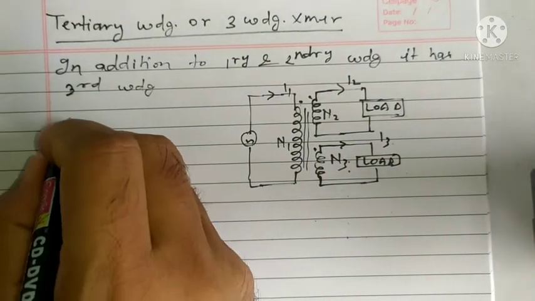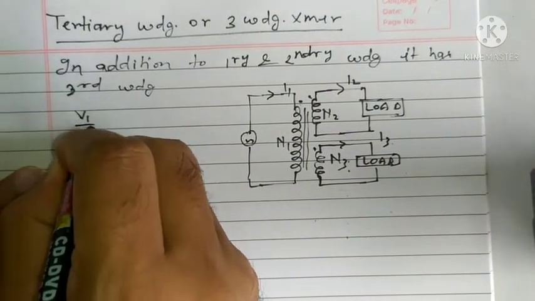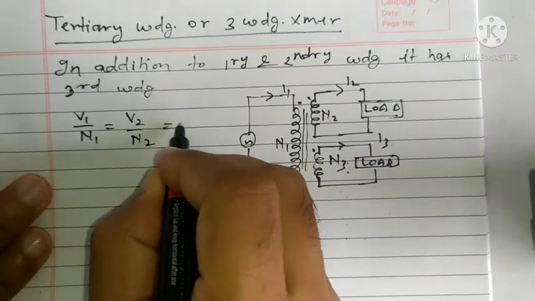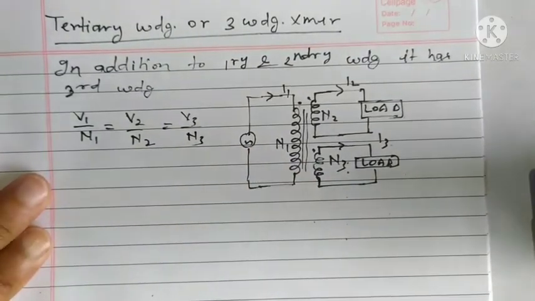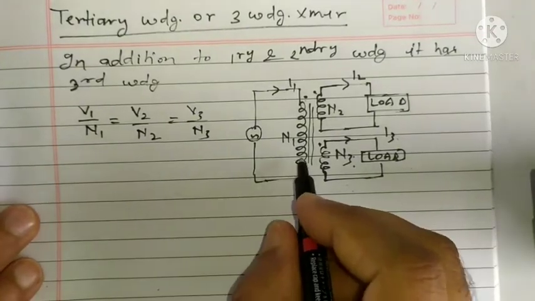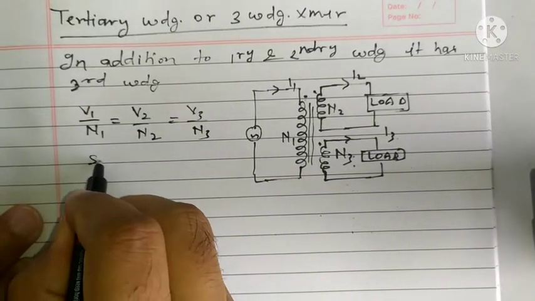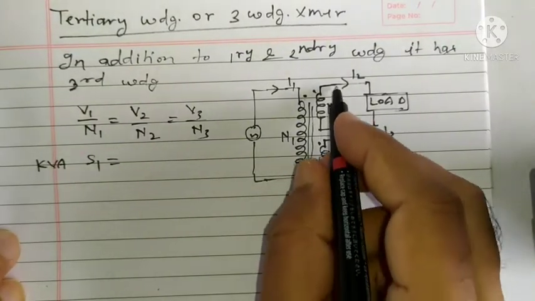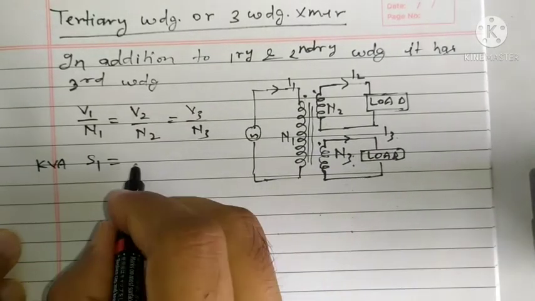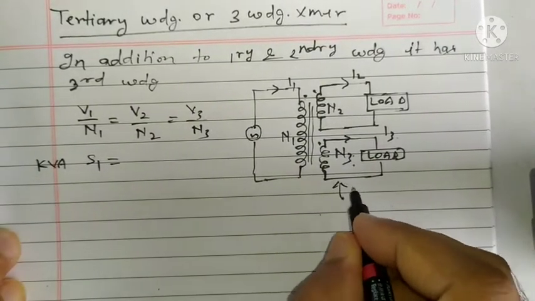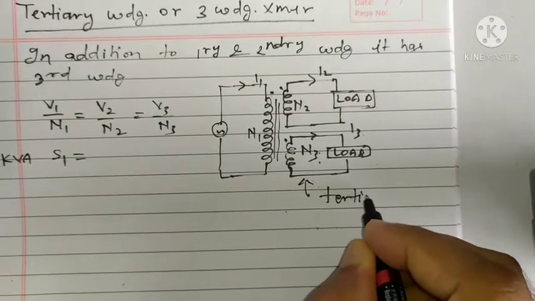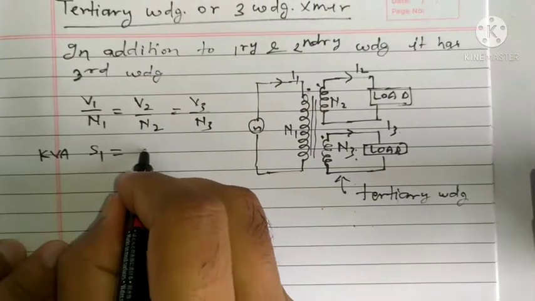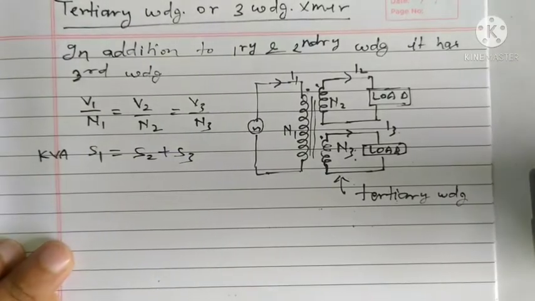Voltage per turn will be same for all windings. So V1 by N1 equal to V2 by N2 equal to V3 by N3. Total kVA seen from primary and secondary will be same. So kVA S1 equal to kVA of this secondary winding plus kVA of tertiary winding, that is third winding. This is known as tertiary winding. So S1 kVA is S2 plus S3.